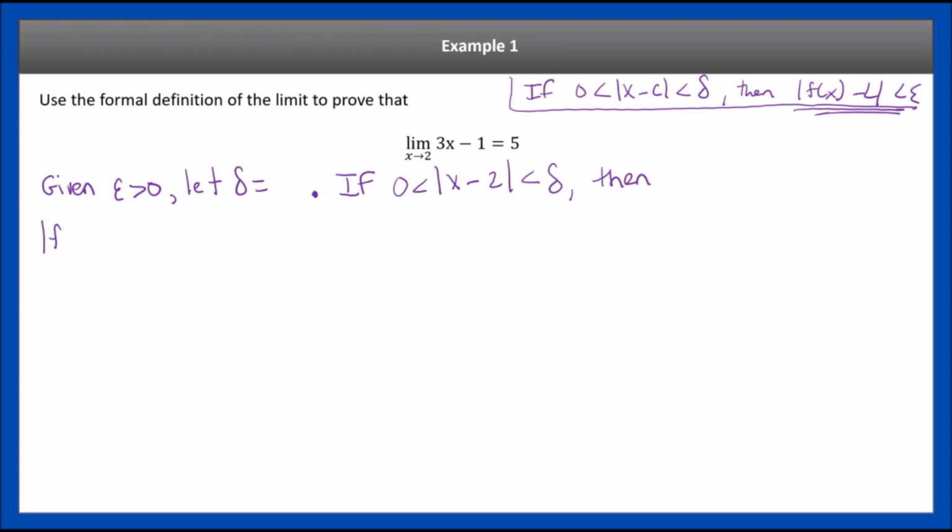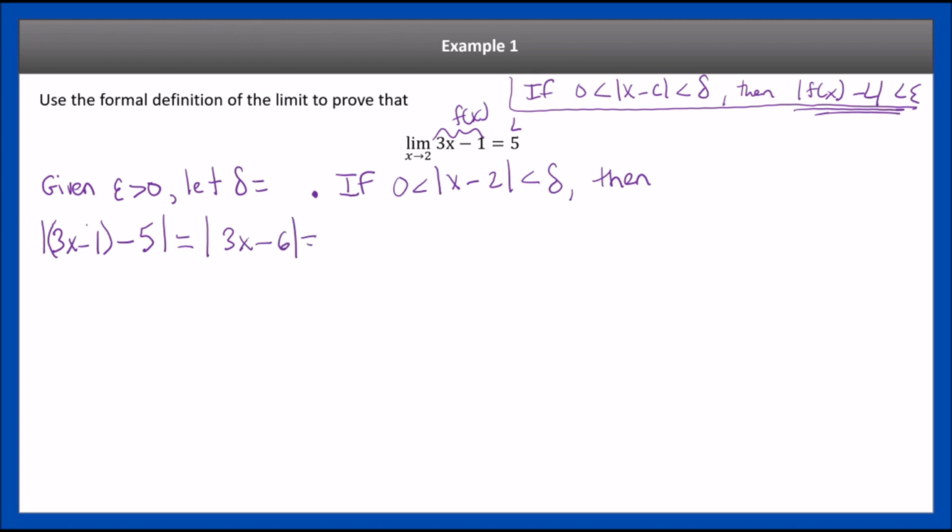So f of x minus L. What's f of x? This is f of x right here, so let me replace that with 3x minus 1, minus my limit L, and this has to be less than epsilon. So we've got to go about showing that. We're going to clean this up and simplify this. So we get 3x minus 6.